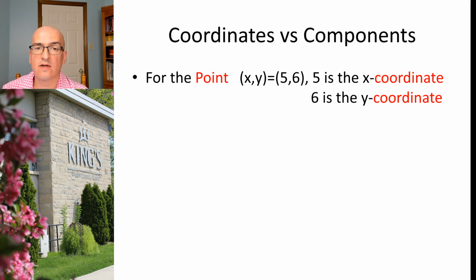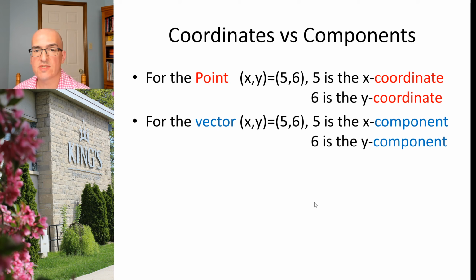For the sake of reducing ambiguity, points have the numbers inside the point referred to as coordinates. So for the point 5, 6, we would say that the 5 is the x-coordinate and the 6 is the y-coordinate. For vectors, instead of the word coordinate, we use the word component. So for the vector 5, 6, 5 is the x-component and 6 is the y-component. That gives you one more way to distinguish them. If you hear someone say the x-component is 3, you can automatically tell that they're talking about a vector.